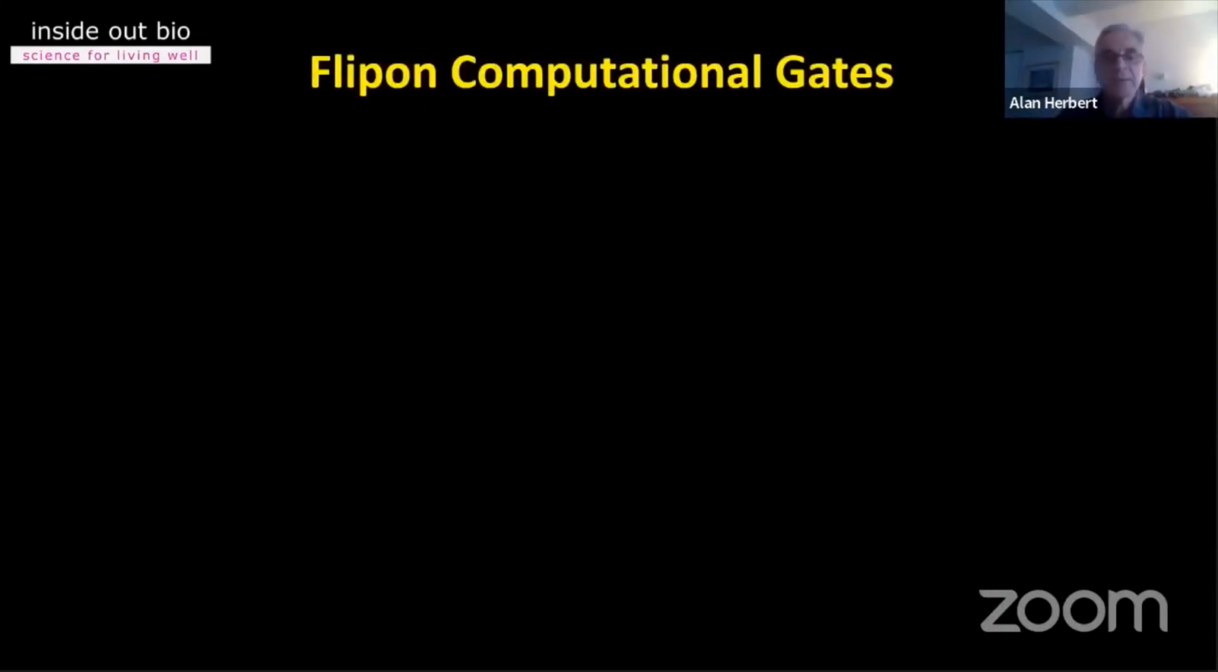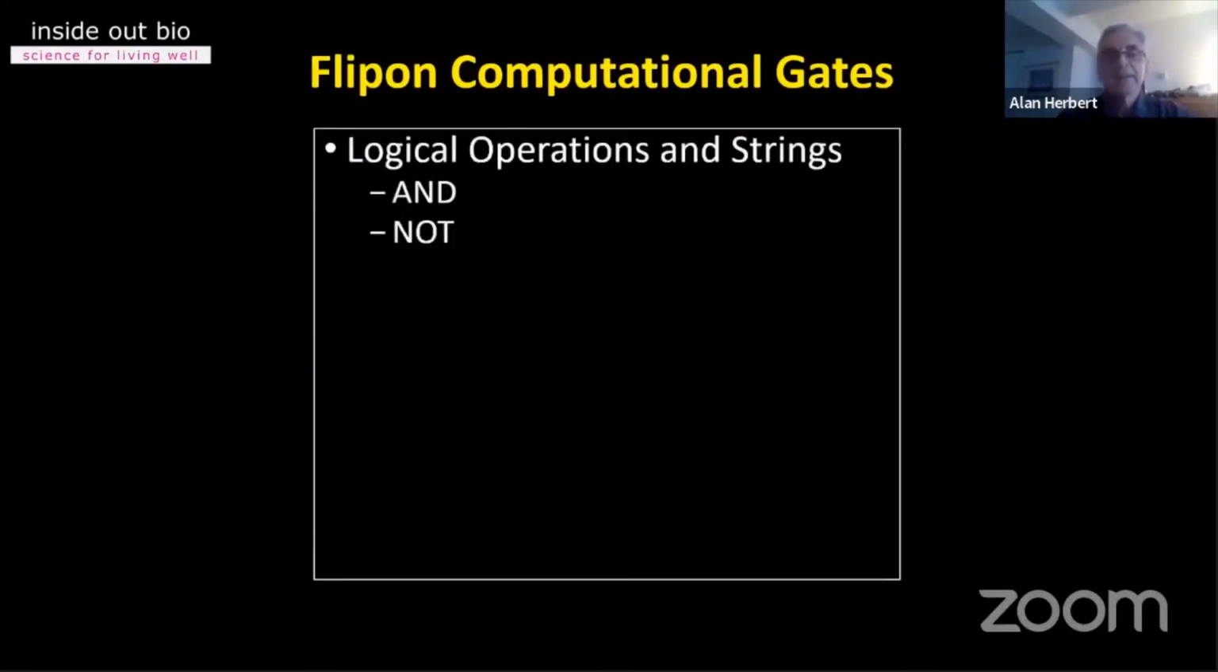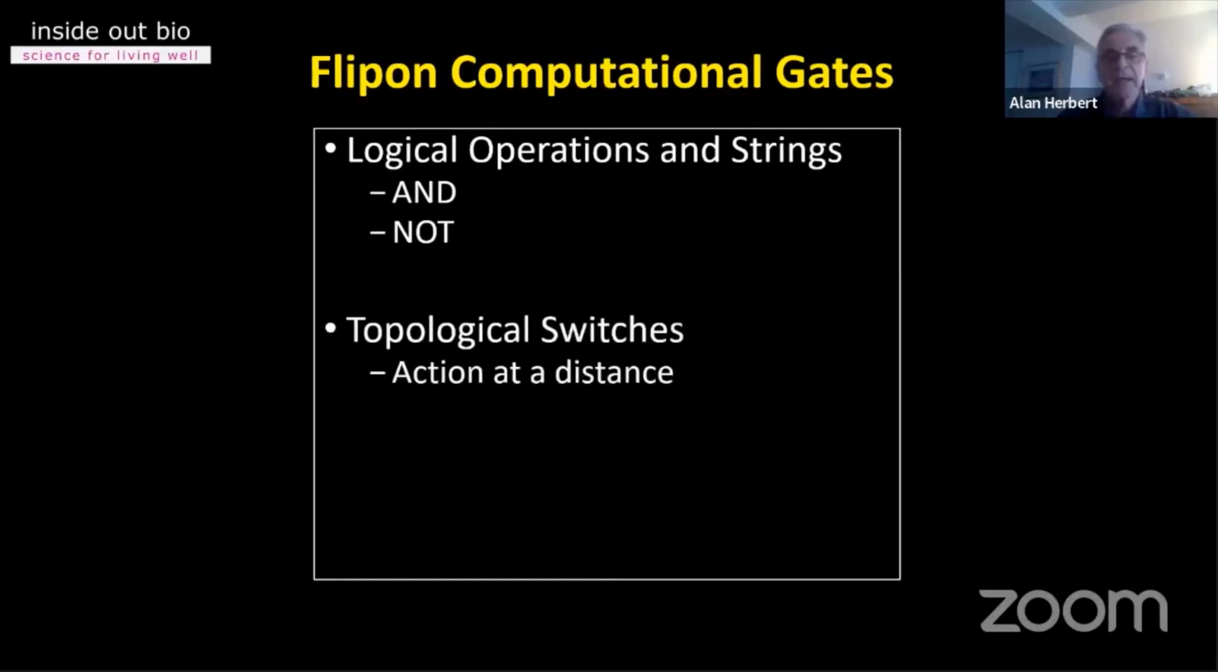What can you do with Flipons with this binary 0 or 1 state? And so you can use Flipons for logical operations, and I'll give you some examples of AND or NOT gates that we can make with Flipons. You can use them as topological switches that allow you to have action at a distance, and you can use them as state switches where you can switch something on or off, or you can toggle it between states.